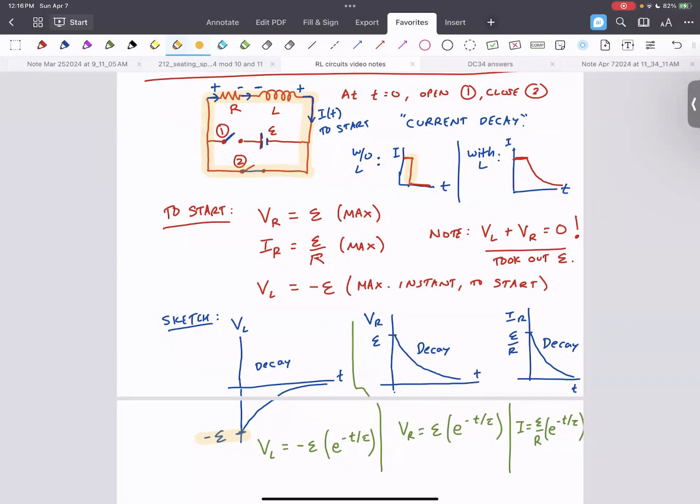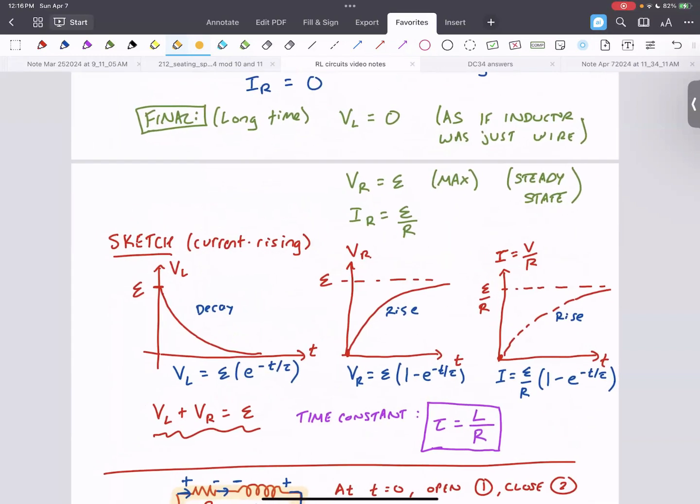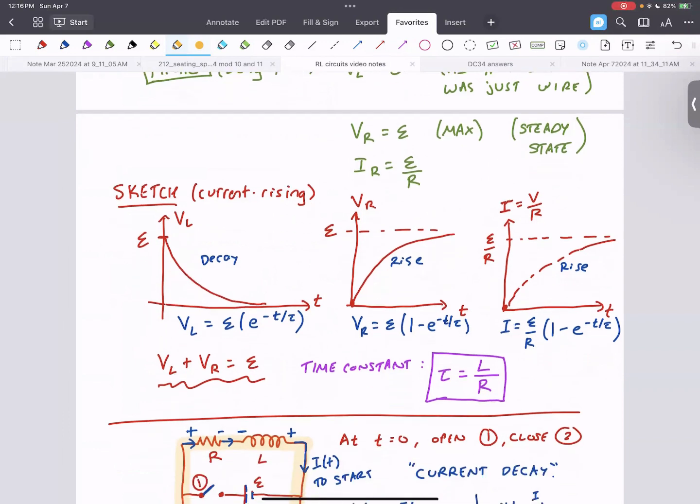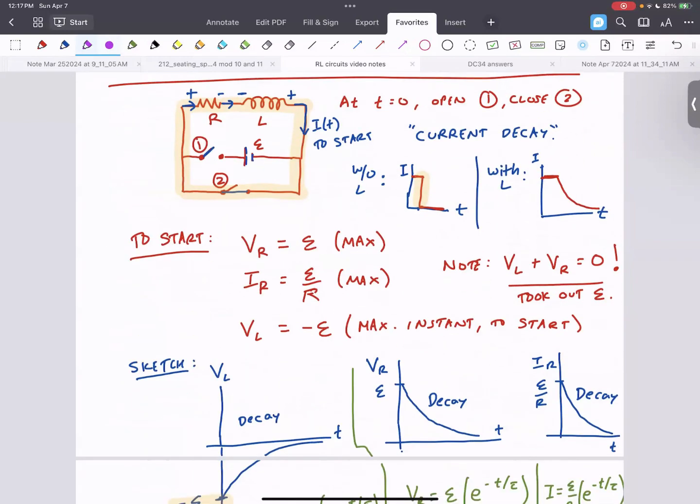Okay, so that is what we need to know about RL circuits. We have two times, the current rising phase, where the current rises. If you remember it as the current rising phase, that's pretty easy. The current rises, the voltage across the inductor decays. The time constant for both current rise and current fall is going to be this. And again, when we use this equation for our time constant, we're using the equivalent resistance here, Req, for that time constant, just like with RC circuits.